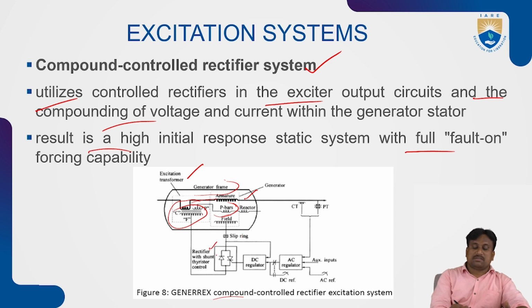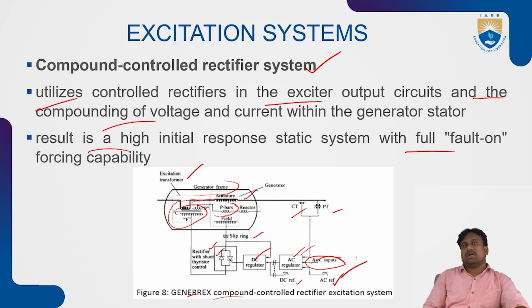One of the rectifiers with the shunt thyristor control arrangement is preferred for suitable operation of the DC regulator circuit. So they are coupling through the slip rings, and the AC regulator is provided by the DC reference circuit. CTs and PTs are tied together to the AC regulator, so auxiliary inputs are ready to make the system simple, and it can be easily applied with an AC reference signal. So all this information is provided for the compound controlled rectifier excitation system, which makes use of the excitation system to a limited extent.